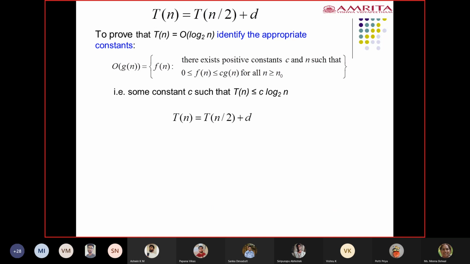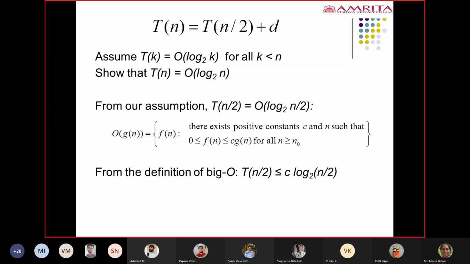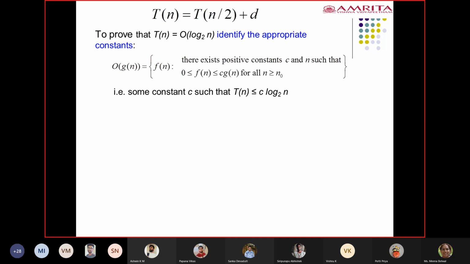What is given? Tn is equal to Tn by 2 plus D. This was given to us as the original equation. Only then did we make a guess. Tn is equal to Tn by 2 plus D was given to us, and for this only we made the assumption.